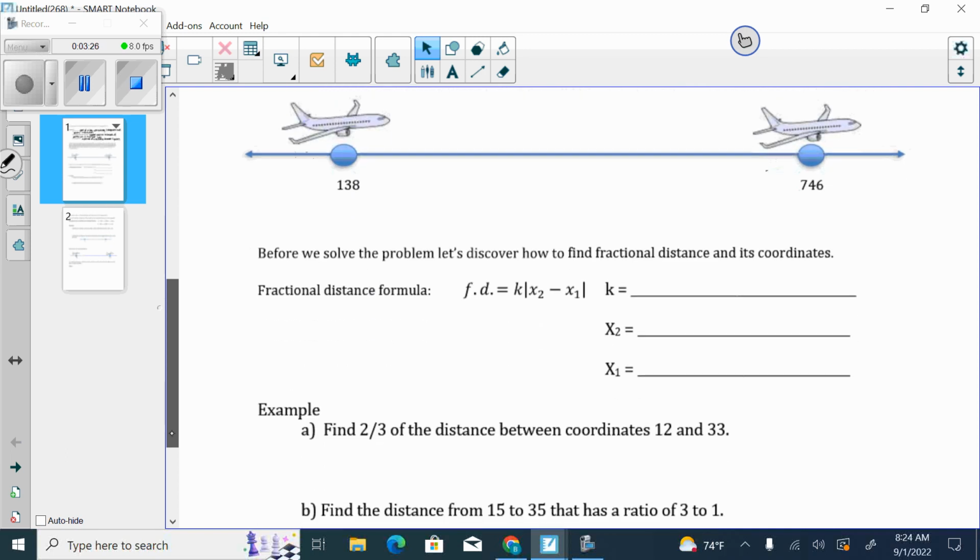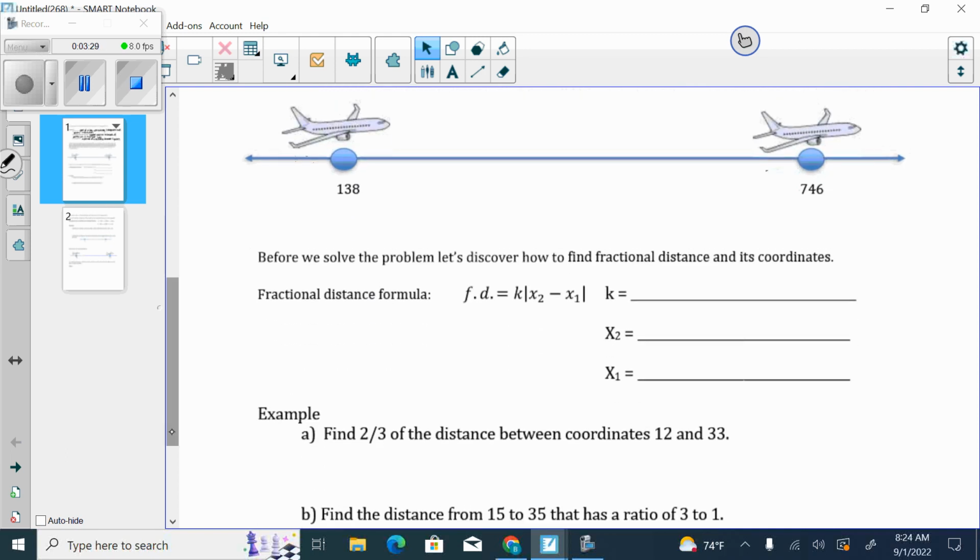Now, before we can solve this problem, we're going to need to figure out what that 3 to 1 would mean as far as how much of the line or how much of the distance they are actually wanting us to go here, right? So, if you guys recognize this formula, this part was our distance formula from yesterday, right? The only thing they've added in front here is k, and k is your fractional distance. K is how much of the distance are you going to go? Are you going to go halfway, 3/4 of the way, 2/3 of the way, right? So that's where that comes in, okay?